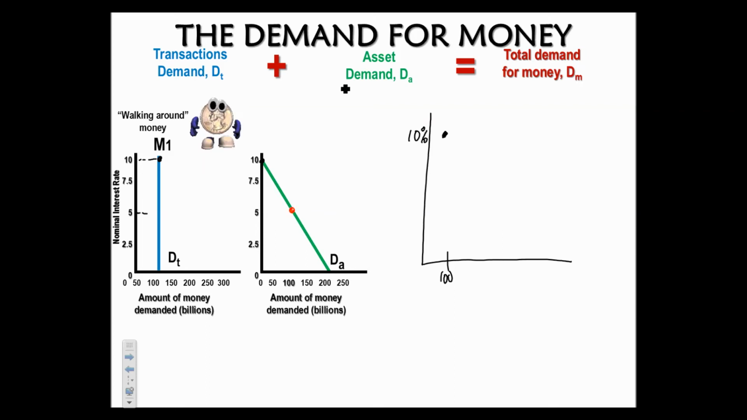At 5%, $100 is demanded for transactions, and $100 is demanded for an asset. So at 5%, the total demand for money curve is going to set at about 200. And finally, at a 0% interest rate, we have 100 demanded for transactions, and we have 200 demanded as an asset. So at 0%, 100 plus 200 is 300. And so that's what gives us the shape of our overall demand for money curve. So again, it's made up of the asset demand and the transaction demand for money.